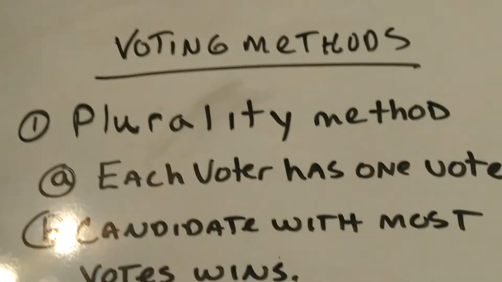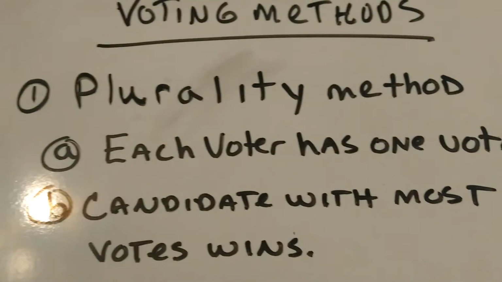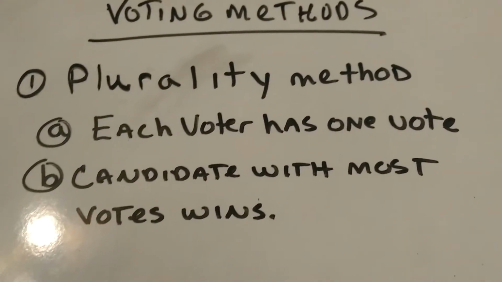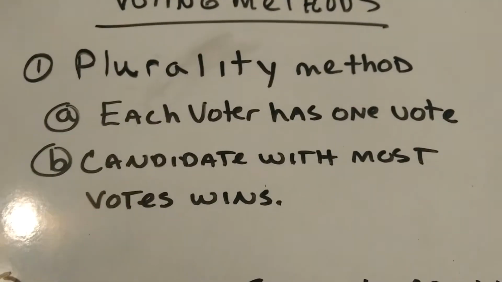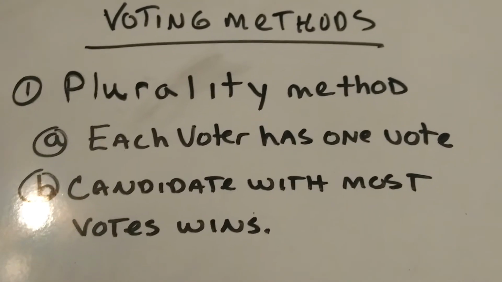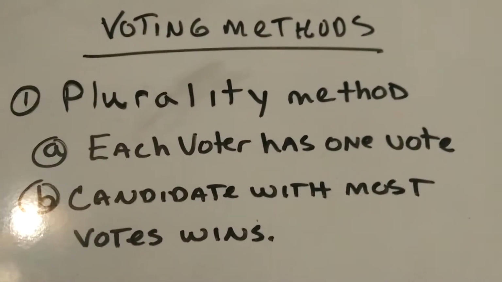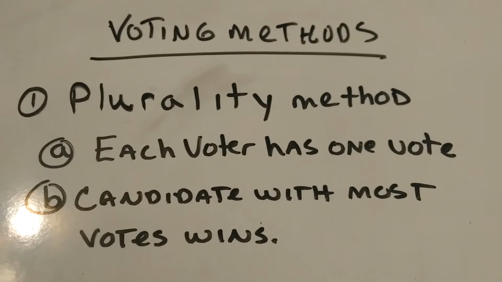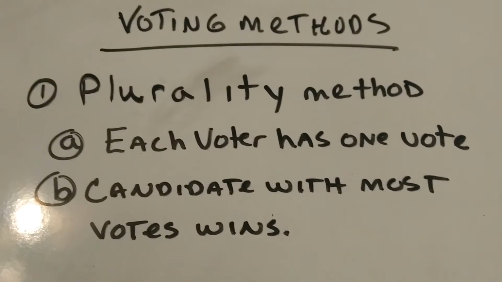First voting method that we come to is the plurality method. The plurality method is the most common type of voting that we know of. There are 2 parts to it. First, each voter has 1 and only 1 vote. The candidate with the most votes wins.